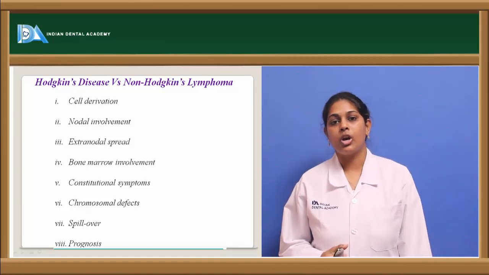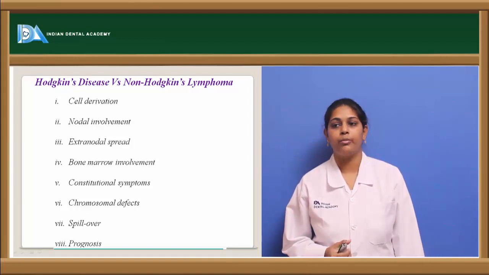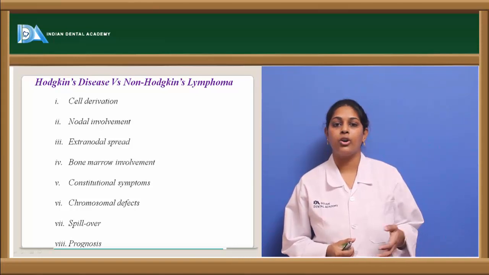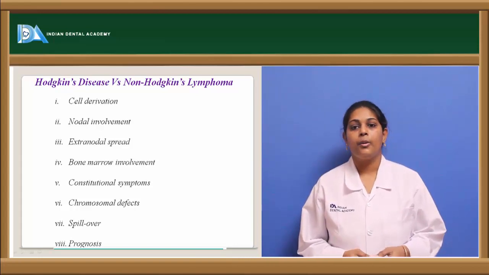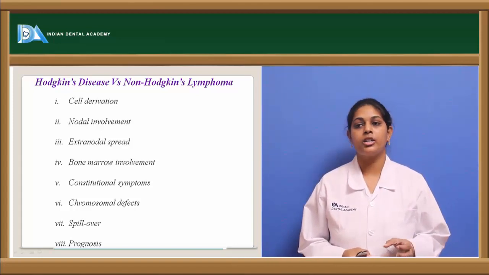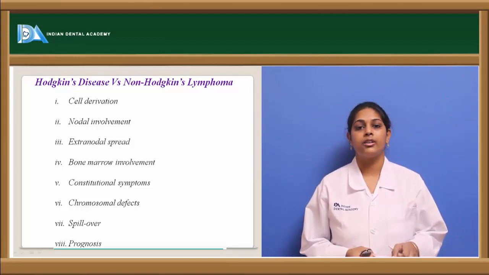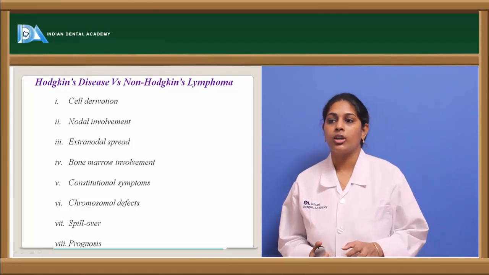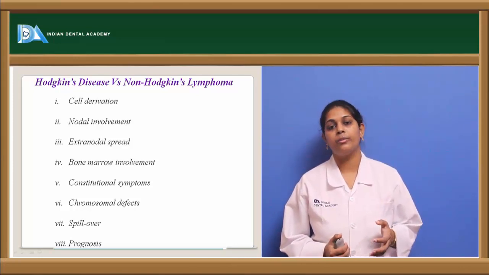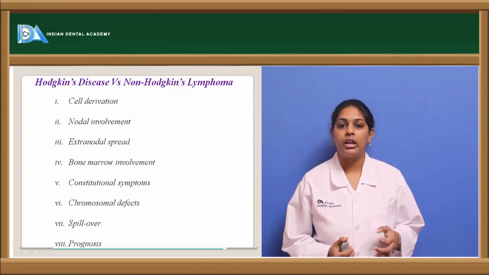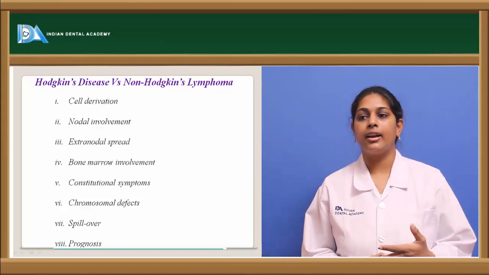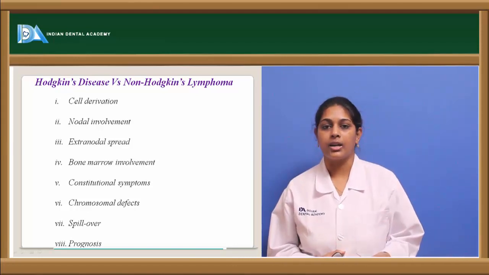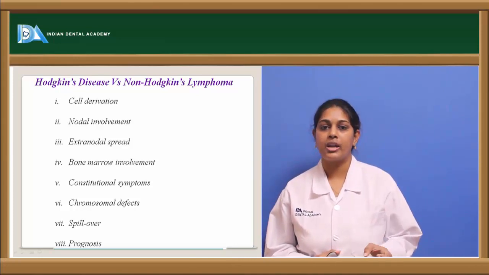Coming to the differences between Hodgkin's and non-Hodgkin's lymphoma, it is very important to distinguish them because of certain similar features observed in both. Based on cell derivation, in Hodgkin's lymphoma the predominant cell is the B-cell lymphocyte, whereas in non-Hodgkin's lymphoma 90% are B-cell lymphocytes and 10% are T lymphocytes within the neoplastic proliferation. Regarding nodal involvement, patients show localized nodal involvement in Hodgkin's lymphoma, which may spread to contiguous nodes based on its staging.